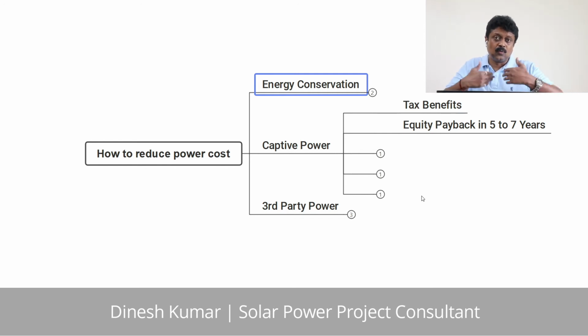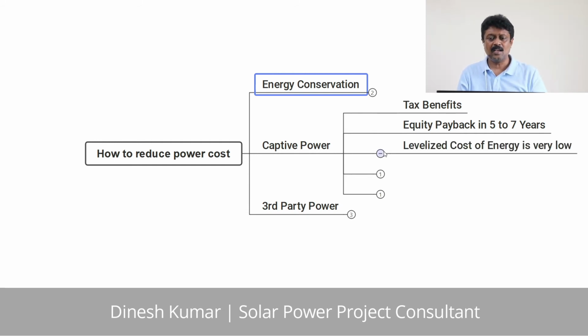You can also recover your own equity investment. That's what we are calling it as 5 to 7 years. Typically you can have anything between that. And the levelized cost of energy: if I calculate the energy of the solar over about 25 years, the levelized cost is very, very low. It can go as low as 1.5 rupees.